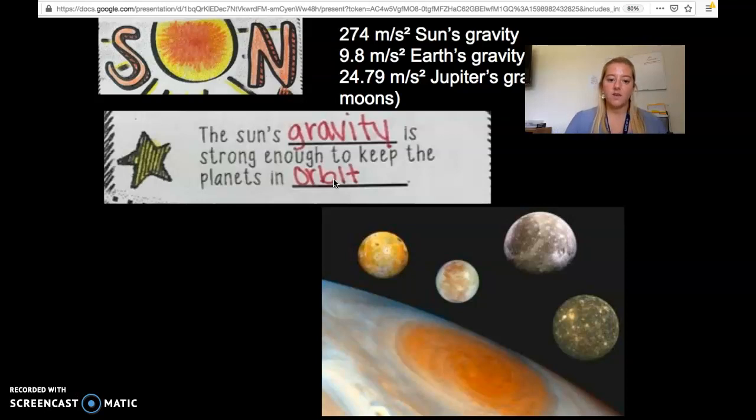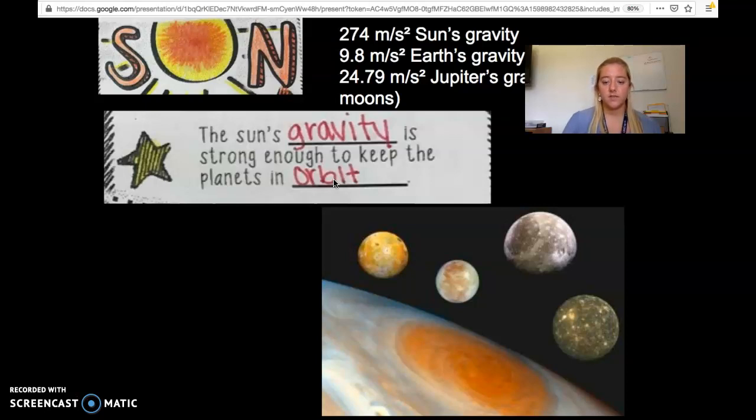The sun's gravity is strong enough to keep the planets in orbit. That's why we have the solar system. So the gravity on Earth is 9.8 meters per second squared. You should know that from physics class. If not, we'll learn it eventually. Jupiter's gravity is 24.79 meters per second squared. So Jupiter has a greater gravity than the Earth. And then the sun's gravity is 274 meters per second squared.